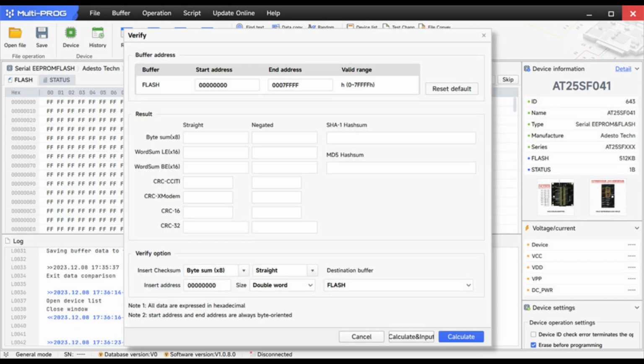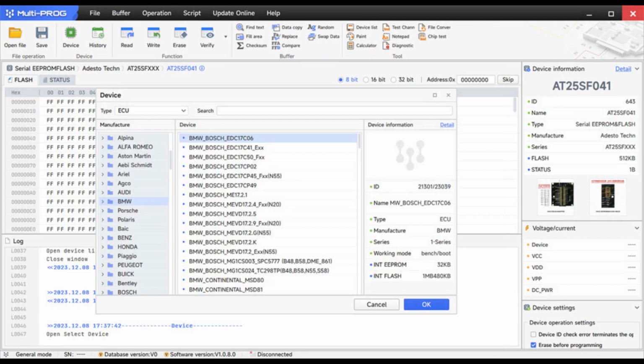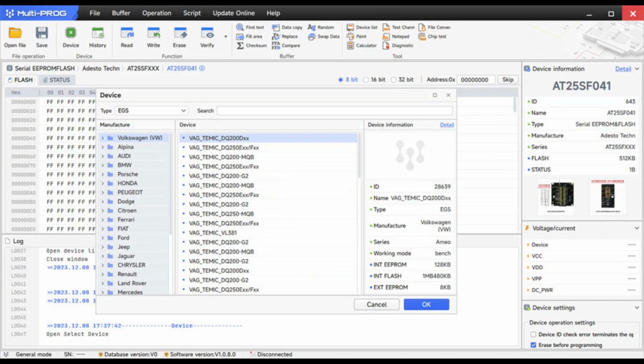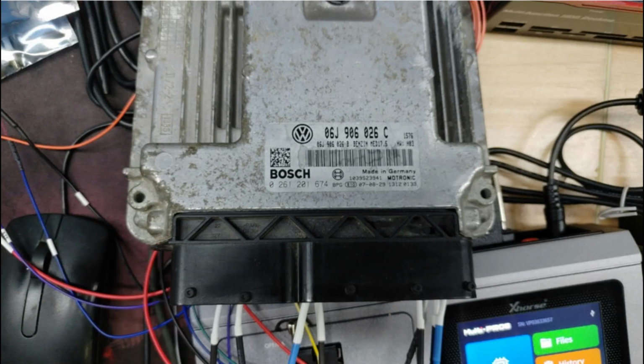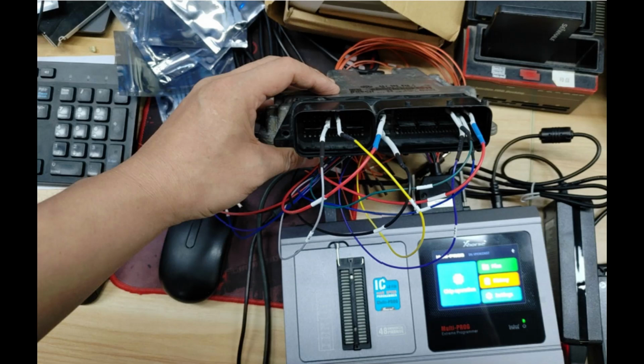Power supply through USB cable, with automatic prompts for external power supply if required. Additional features include free BMW ISN read function and continuous updates for NEC, MPC, Infineon, etc. chips. Now, let's explore the extensive functions of Xhorse Multi-Prog, the powerful ECU programmer.